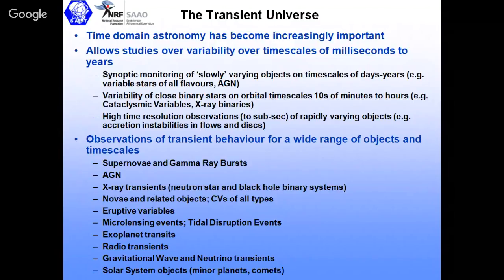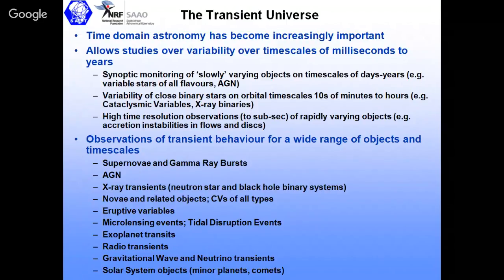And the range of objects I've mentioned here is a huge number of different types of systems: gamma ray bursts, supernovae, active galactic nuclei, X-ray transients of all sorts, including the accreting neutron star or black hole systems. Obviously, cataclysmic variables, white dwarf binaries in which there are often eruptive events due to, say, accretion disk instabilities, or on the surface of the white dwarf, thermonuclear reactions causing novae. Other more massive stars that go into eruption.